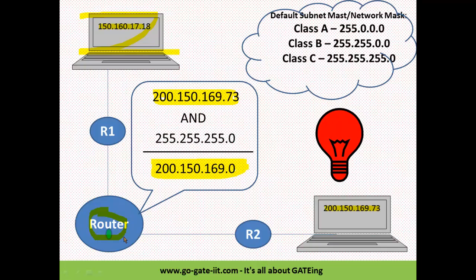That's how the router determines which network it belongs to, and its job is done. It will send the packet to this specific network via R2, and that's how it is consumed in this computer system. So that's how the default subnet mask helps in determining the network address of the recipient's network.